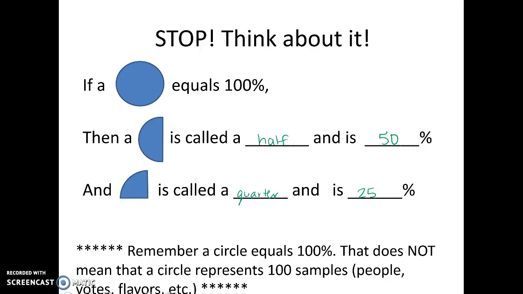It does not mean that the circle represents 100 samples. So even if it's 100%, say that you surveyed 10 people, and half of them like cheese pizza and half of them like pepperoni. So it's not that 50 like cheese, it's that only 5 do.